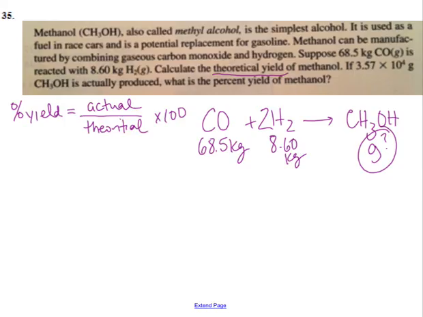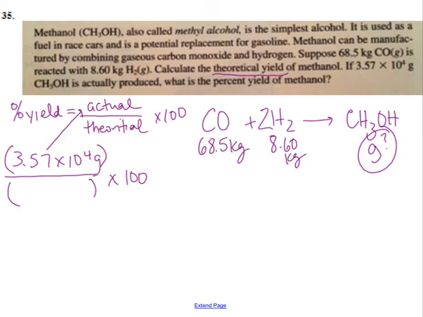But then they say, well, if 3.57 times 10 to the 4th grams was actually produced, what percent yield is this? This is the actual yield. So I'm already ready there. All I need to do is figure out my theoretical, plug it in there, and then I can figure out my percent yield. So let's do our steps now to figure out our wonderful theoretical yield. What am I going to stoich from? Do we know? No. What do we have to find?